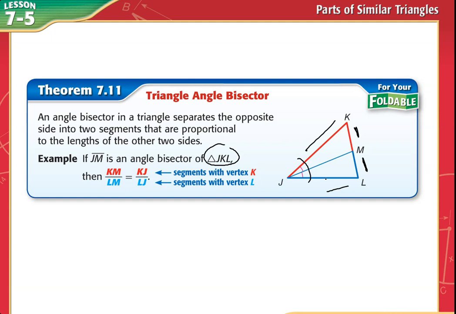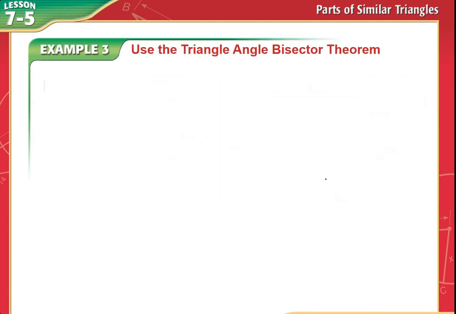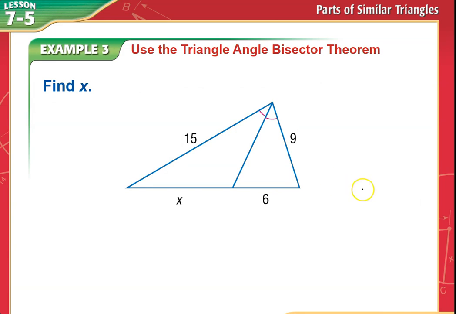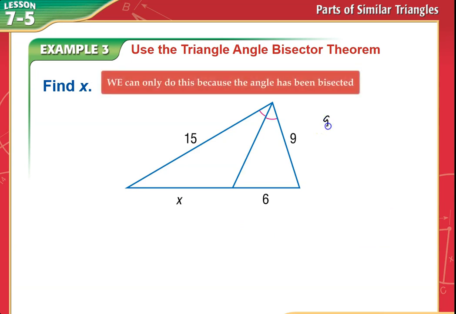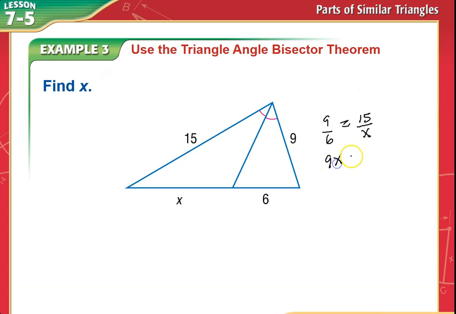We're going to use the triangle angle bisector theorem to find x in the next problem. Based on this little picture, we should have 9 is to 6 as 15 is to x. We can cross multiply. Since 9 is 3 times 3, I can divide by 3 times 3, and 6 goes into it twice here. 3 goes into 15 5 times. Looks like I get an answer of 10.